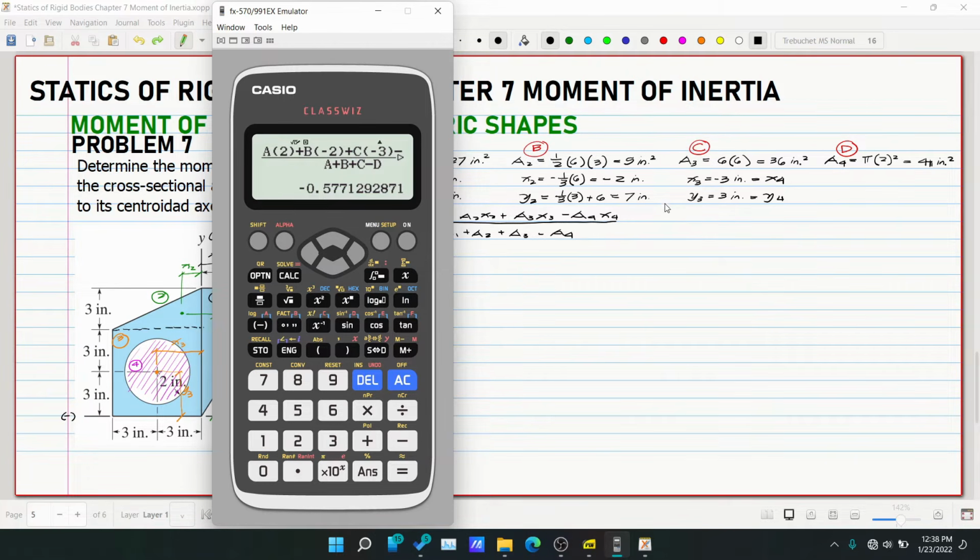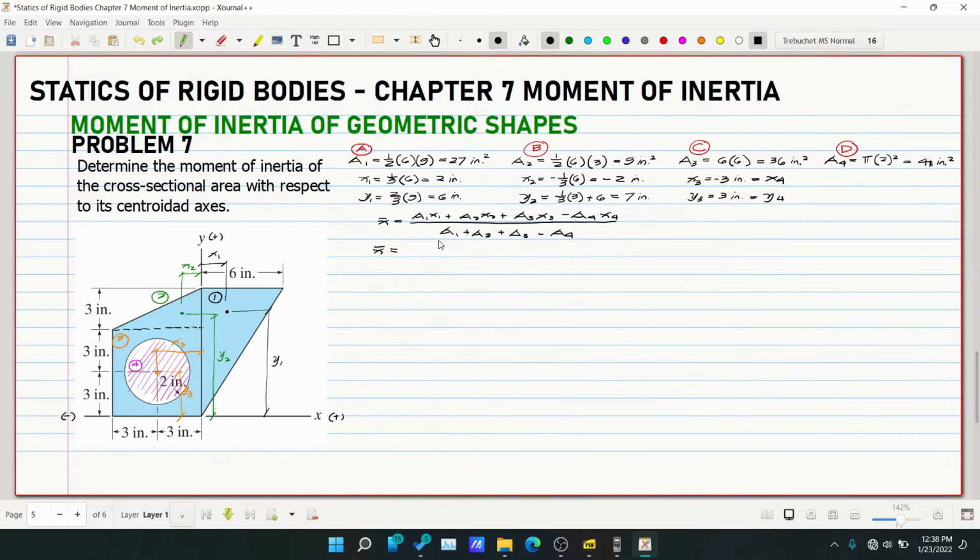So, negative 0.577. So, ang ating x bar is nasa negative 0.577 inch. So, ibig sabihin ng negative is nasa negative side siya ng ating y-axis. Okay, so mamaya siya i-plot. Solve muna natin yung ating y bar. So, y bar is area 1 multiplied by y1 plus area 2, y2 plus area 3, y3 minus area 4, y4 over, okay, area 1 plus area 2 plus area 3 minus area 4. So, this is our y bar.